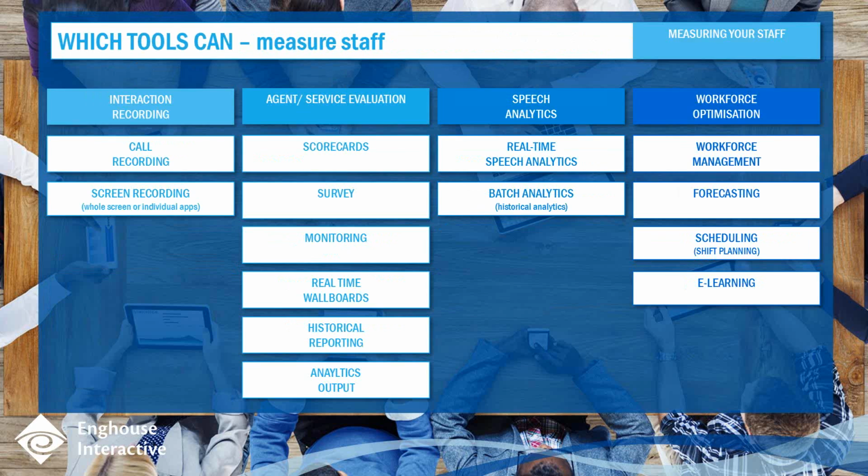Again, agent service evaluation is great for benchmarking, great for keeping performance within your required thresholds, but that needs to be done in a really open, transparent and fair way, and ideally a holistic way, so that all agents can see what's going on. You don't want people feeling that they're being measured in an unfair way, because that is just going to feed into churn. Speech analytics is phenomenal for compliance and adherence, and also phenomenal for picking up training opportunities for agents.